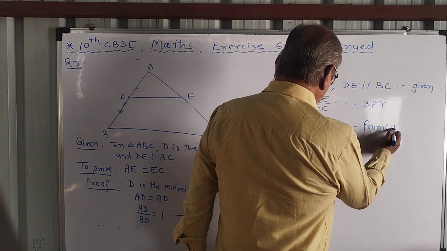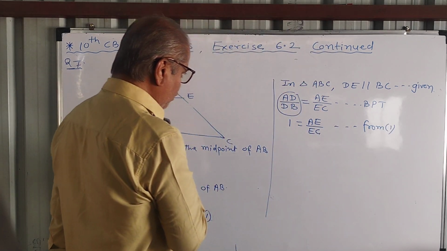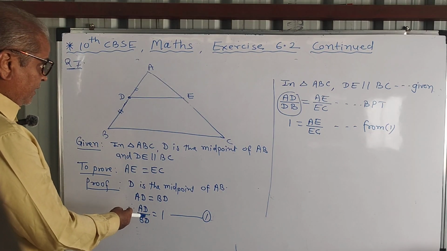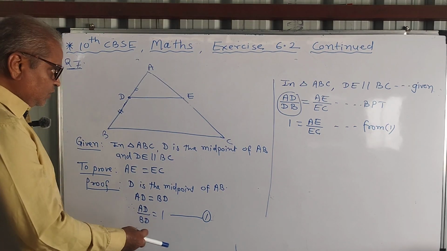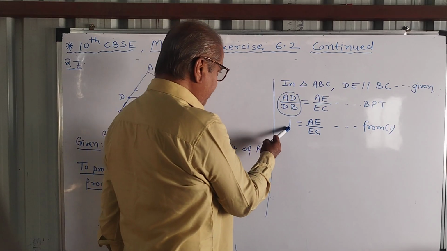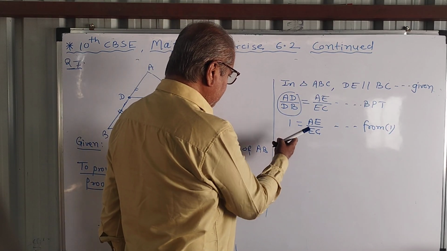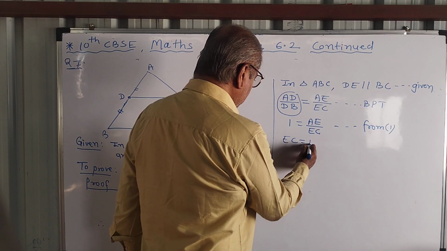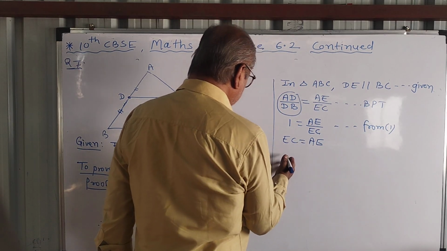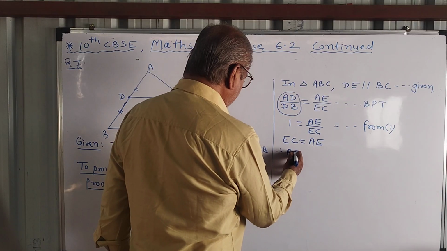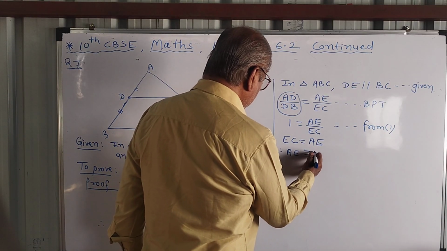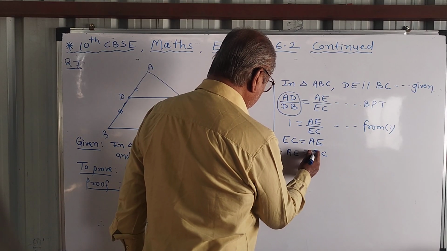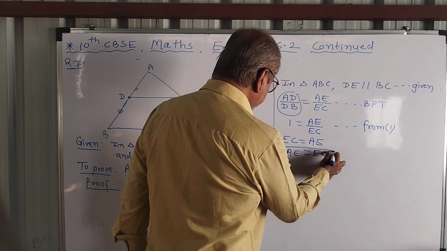Write the reason. Where did 1 come from? AD upon DB, AD upon BD, it is nothing but 1. So I replace AD upon BD by 1. Cross multiplication: 1 into EC is EC is equal to AE, and therefore AE is equal to EC. Very simple. It is to be proved, already proved.